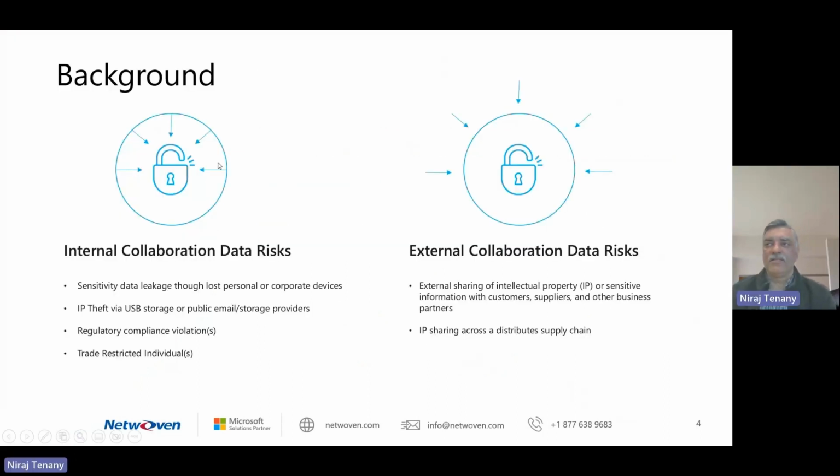So let's provide some background on data and risk. Collaboration is part of every organization's DNA. With proper collaboration internally and externally, we produce good products and good services for our customers. But collaboration is full of risks.